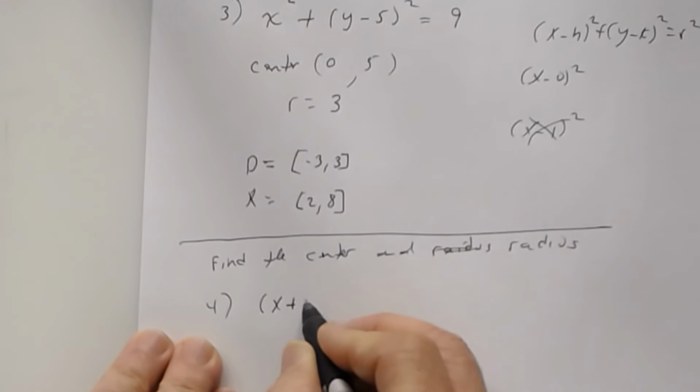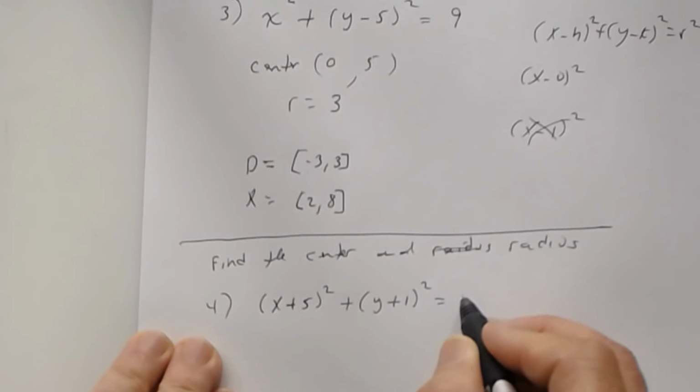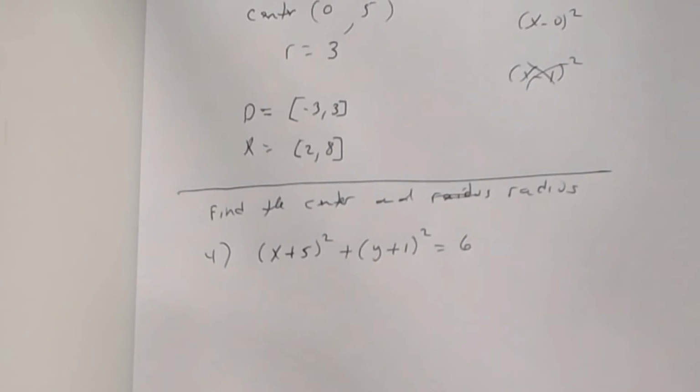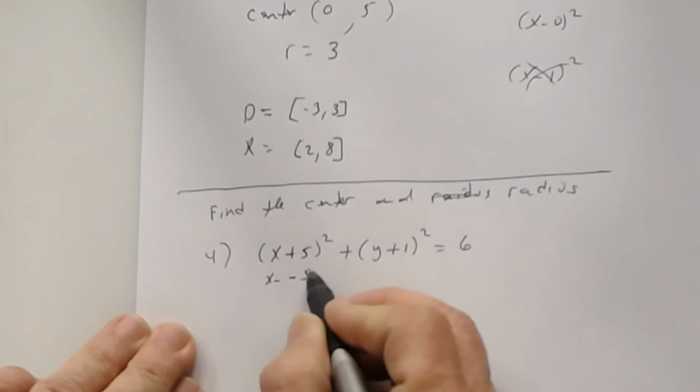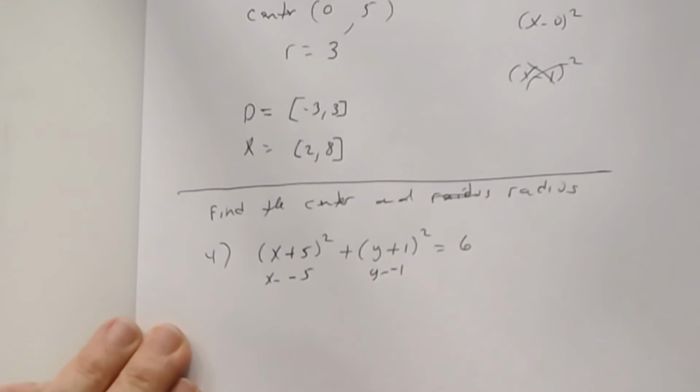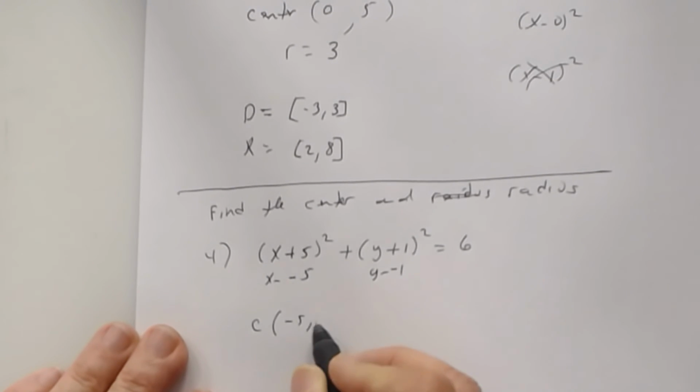(x plus 5) squared plus (y plus 1) squared equals 6. All of you should tell me what the center is. Negative 5, negative 1. Because remember, you have to think about it: x minus a negative 5, and then y minus a negative 1. That's how you've got to think about it. So the center is negative 5, negative 1.